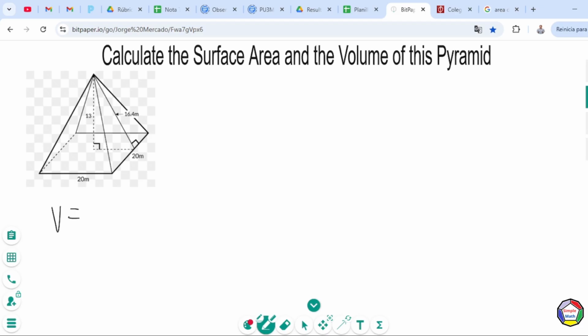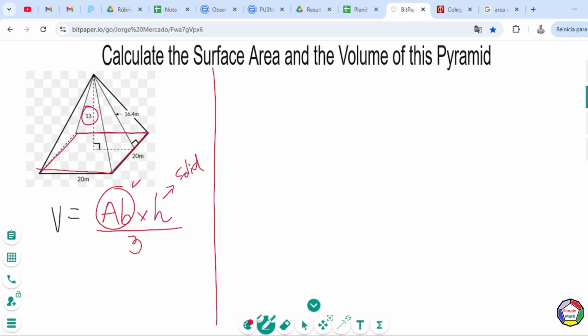So what is the formula for the volume? The formula for the volume is area of the base times the height. But which height? The height of the solid, in this case the height of the pyramid, and everything divided by 3. So we need to get first the area of the base. But what is the base? The base is a square, because this is a square pyramid. Then we have the height, we multiply, and finally we divide by 3. Those are the steps I'm going to follow.